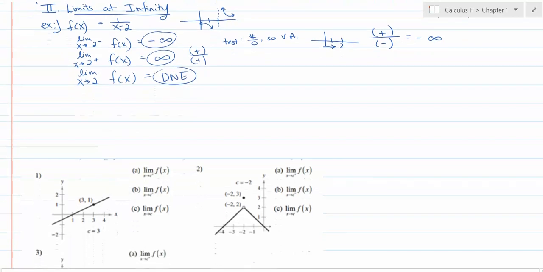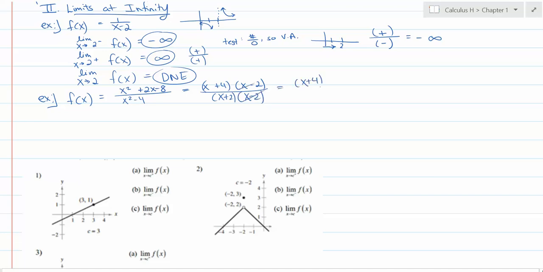Alright, last example before you guys do some practice. Let's say in this case f of x equals x squared plus 2x minus 8 all over x squared minus 4. Before we do anything, let's clean this up a little bit. We know we can factor the top to x plus 4, x minus 2, all over x plus 2, x minus 2. Write a simpler function of x plus 4 over x plus 2.